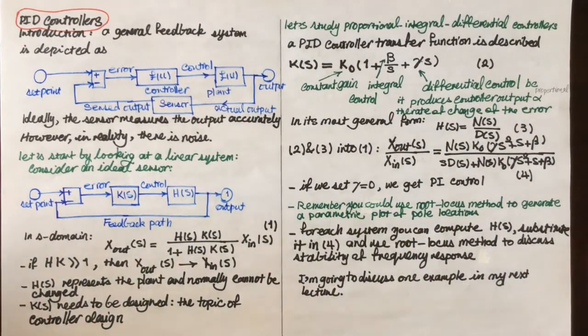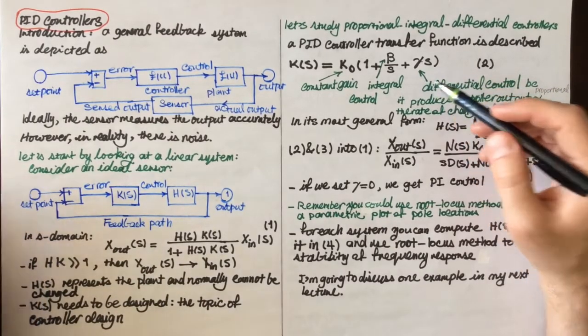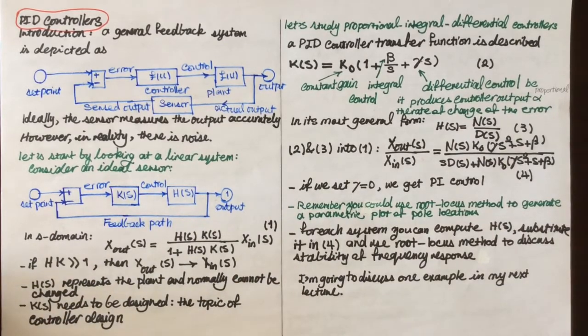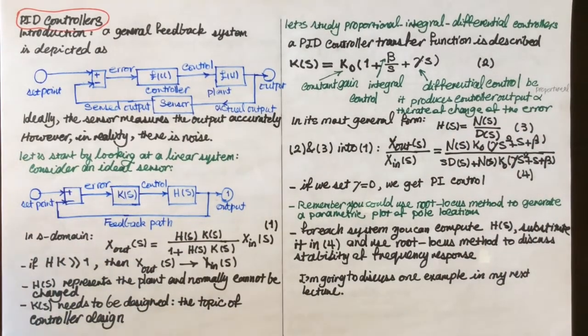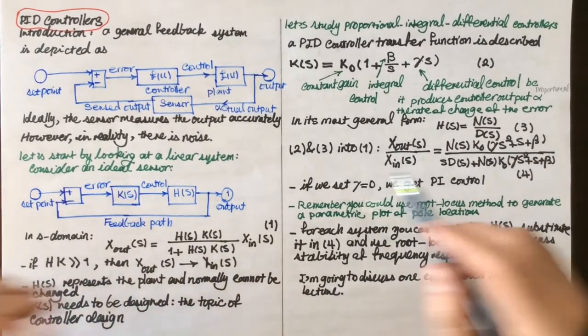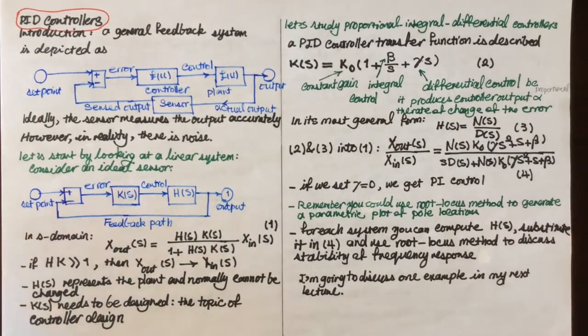So if you go back to your basic Laplace transform, you remember that 1 over s represents an integral and s represents differentiation. Right? This gamma is also called rate control. Again, because it produces controller output proportional to the rate of change of the error, corresponding to the factor s in the Laplace transform domain. All right? And then in its most general form, our plant should be described this way: H(s) is N(s) over D(s). Makes sense, right?